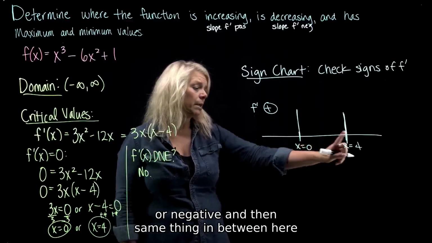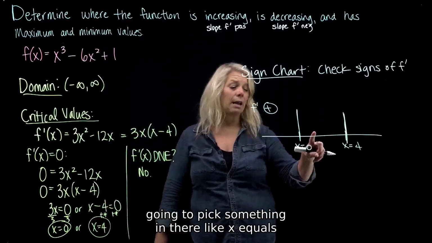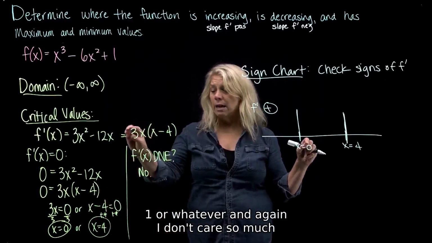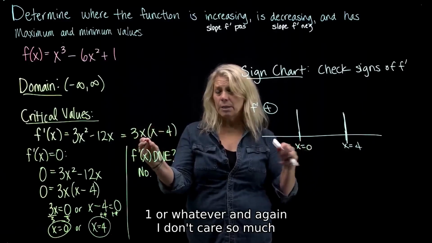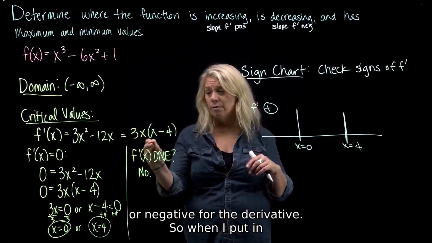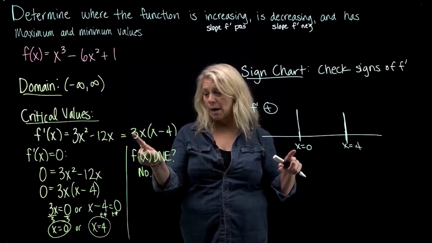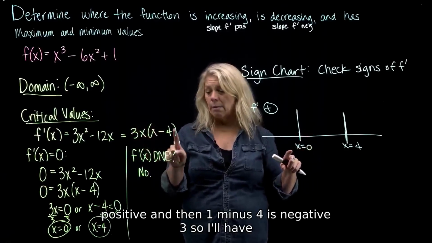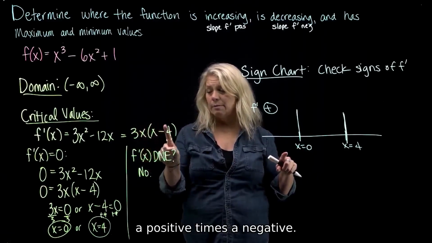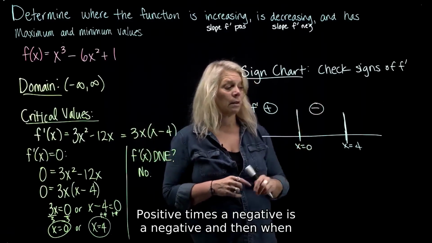And then same thing in between here, between x equals 0 and x equals 4. I'm going to pick something in there like x equals 1 or whatever. And again, I don't care so much about the number for the answer here. I just care about whether the derivative is positive or negative. So when I put in x equals 1, I'll have 3 times 1 is 3, positive. And then 1 minus 4 is negative 3, so I'll have a positive times a negative. Positive times a negative is a negative.